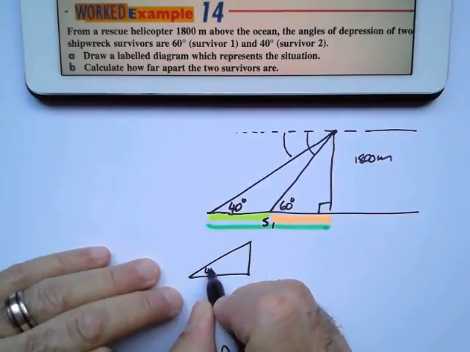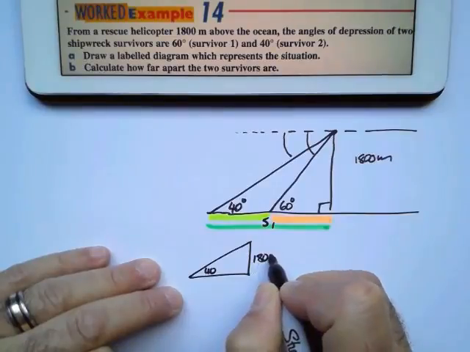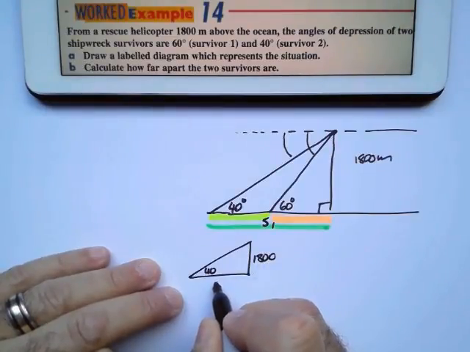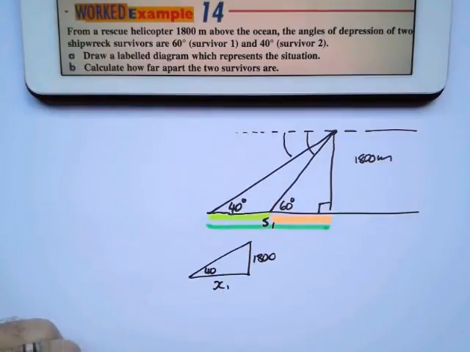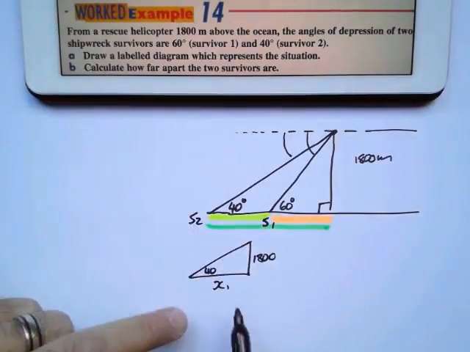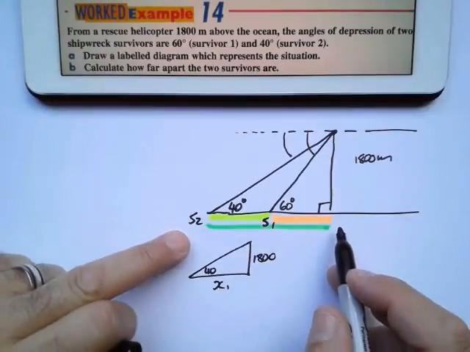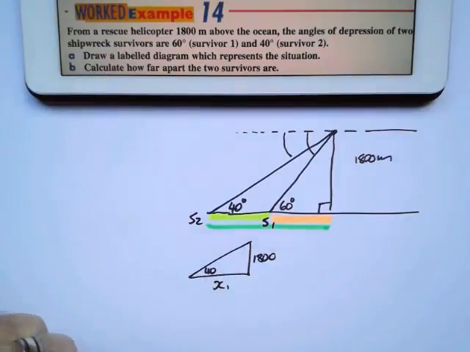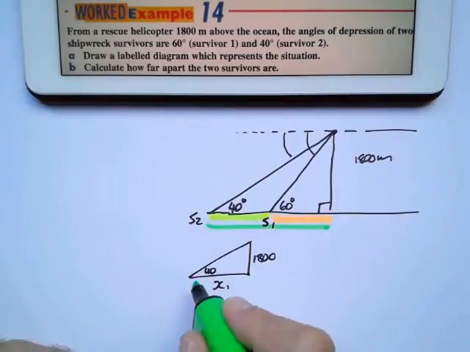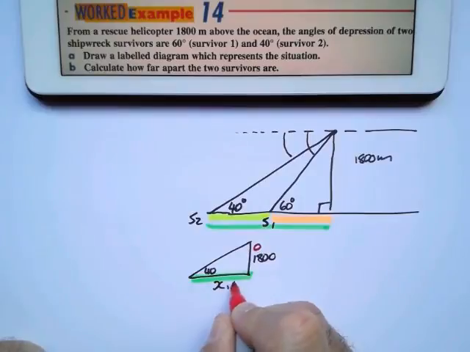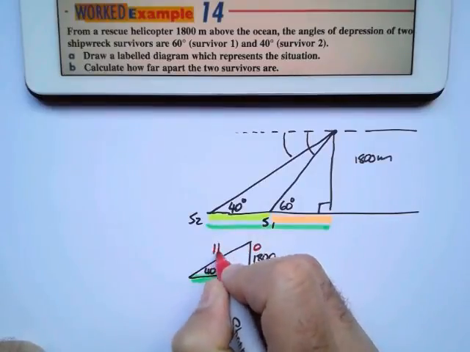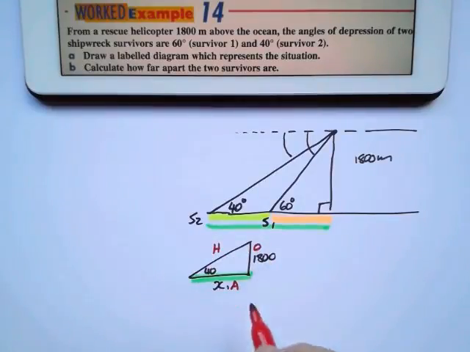If this is 40 degrees, that's 1,800. I can find what is, let's call it x1. Okay, so this is s2. I can calculate what is this total distance if that is 40. So that is the green part. First thing I want to do is label. I'm going to say if this is my angle, this is opposite, this is adjacent, this is hypotenuse. I have opposite and adjacent.